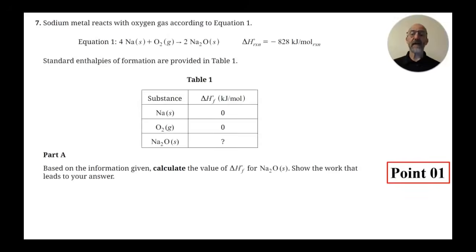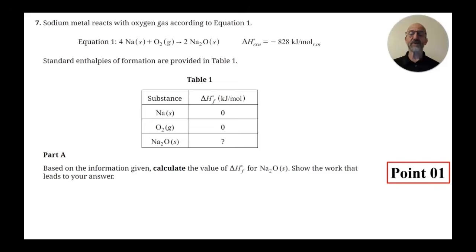In question 7, it says that sodium metal reacts with oxygen gas according to equation 1. So we can see a balanced equation in which 4 moles of solid sodium react with 1 mole of oxygen gas to produce 2 moles of solid sodium oxide. And the delta H for that reaction is negative 828 kilojoules per mole of reaction. It says that standard enthalpies of formation are provided in table 1, but one of them is a question mark.